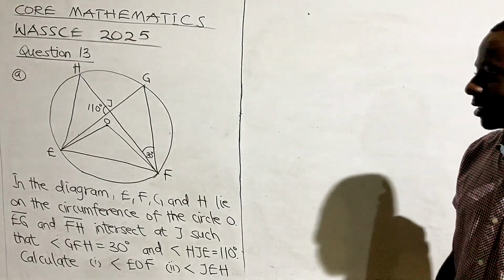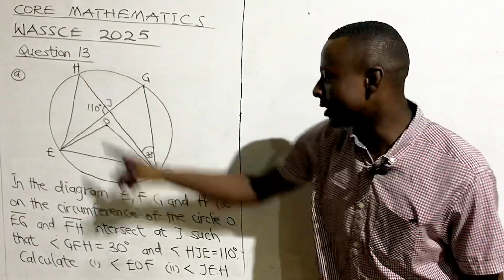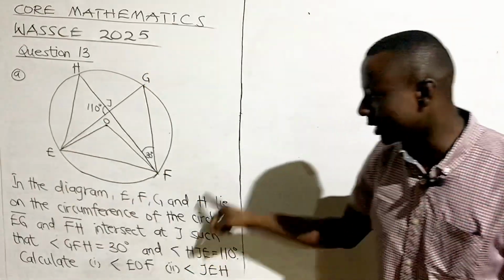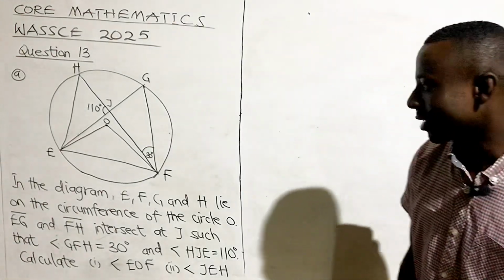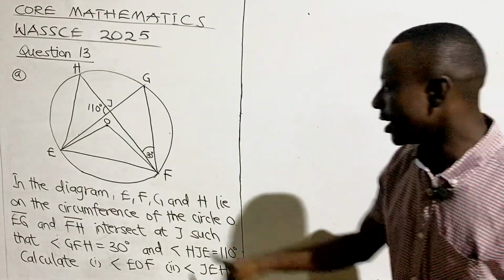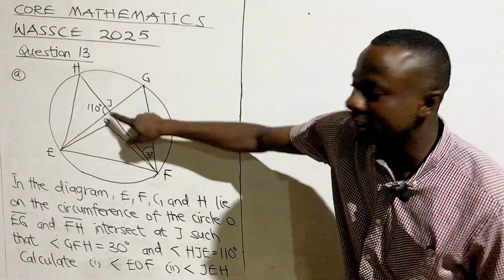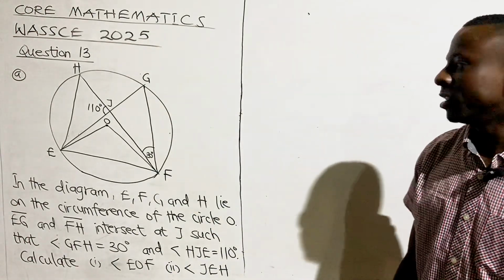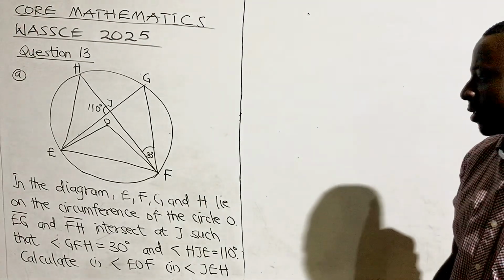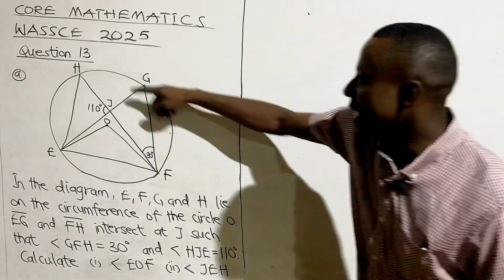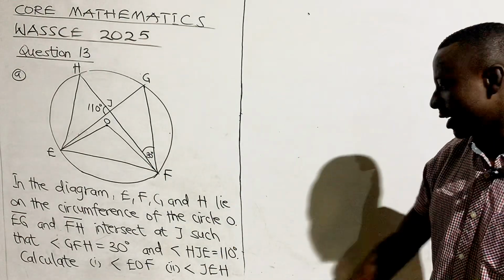So there is a circle on the board. And the question says, in the diagram, E, F, G, and H lie on the circumference of the circle with center O. E, G, and F, H intersect at J. So from here they are intersecting, and the point of intersection is J, such that angle JFH is equal to 30 degrees and angle HJE is also equal to 110 degrees.